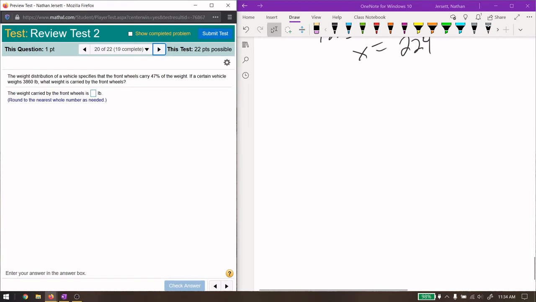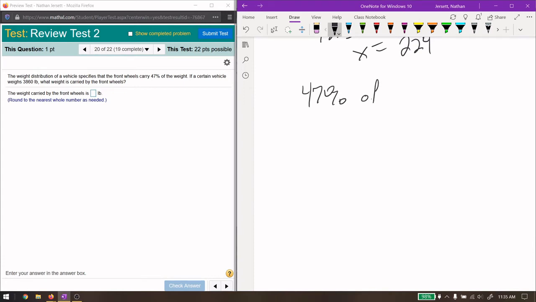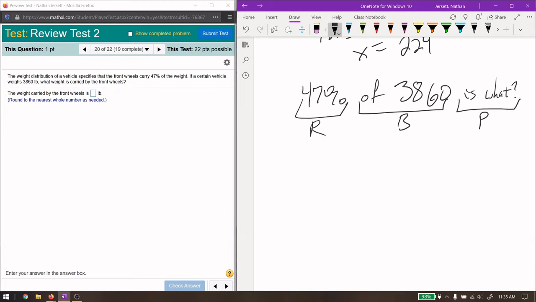Weight distribution of vehicles specifies front wheels carry 47% of the weight. If a certain vehicle weighs 3860, what weight is carried by the front wheels? So this is really just saying 47% of 3860 is what? In other words, this is our base, that's our percentage, and this means x has to be the part. That's the only thing that remains.